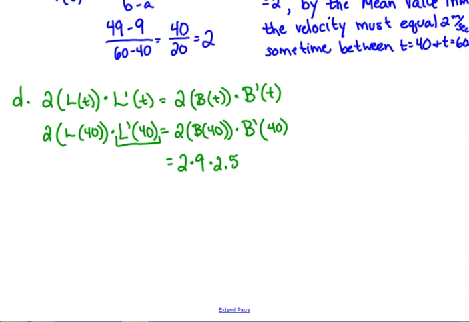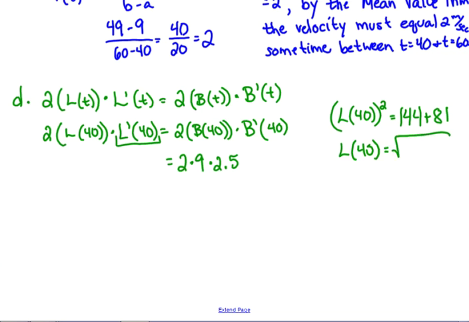So let's go over here to this side and figure that out. L of t squared, so L of 40 squared, that's what we're looking for, so we leave it, is equal to 144 plus B of 40 squared. B of 40 is 9, so when you square that, it's 81. So if we're solving for L of 40, we take the square root. Let's add 144 and 81, 225. L of 40 is 15. Did you check it?